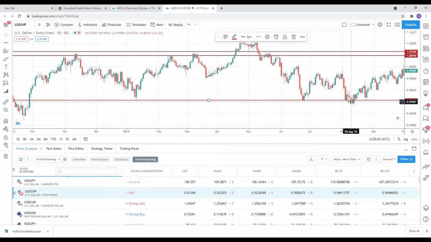1, 2, 3. The third touch confirms an area could actually serve as support.